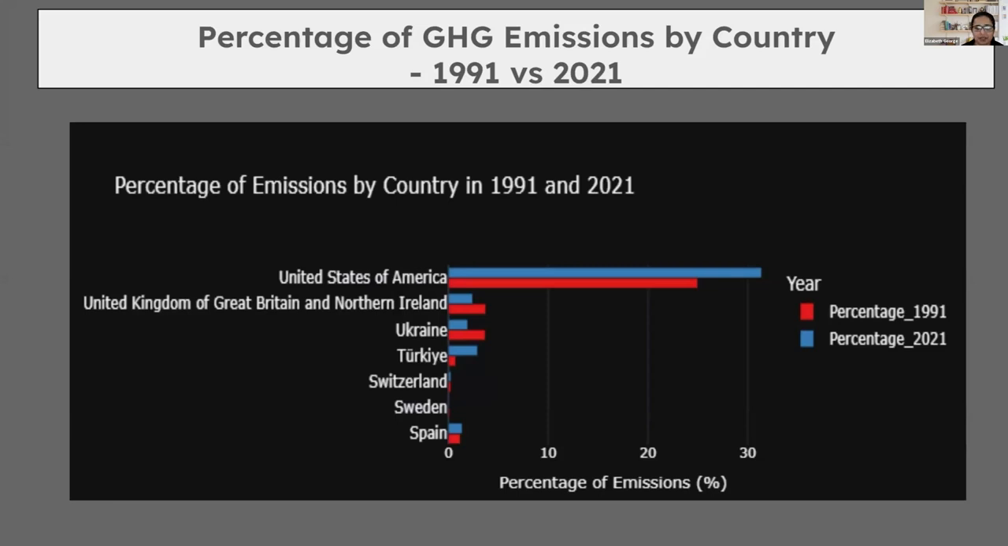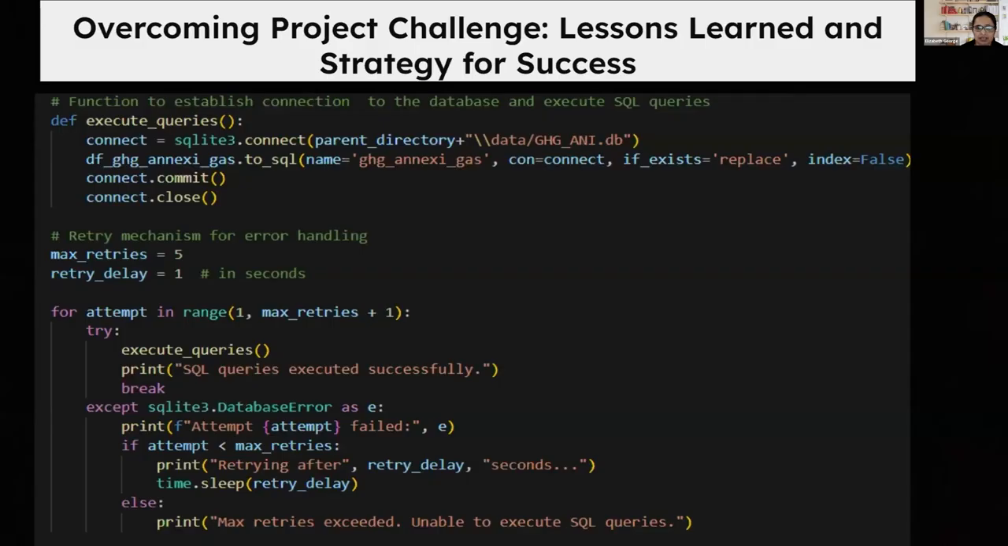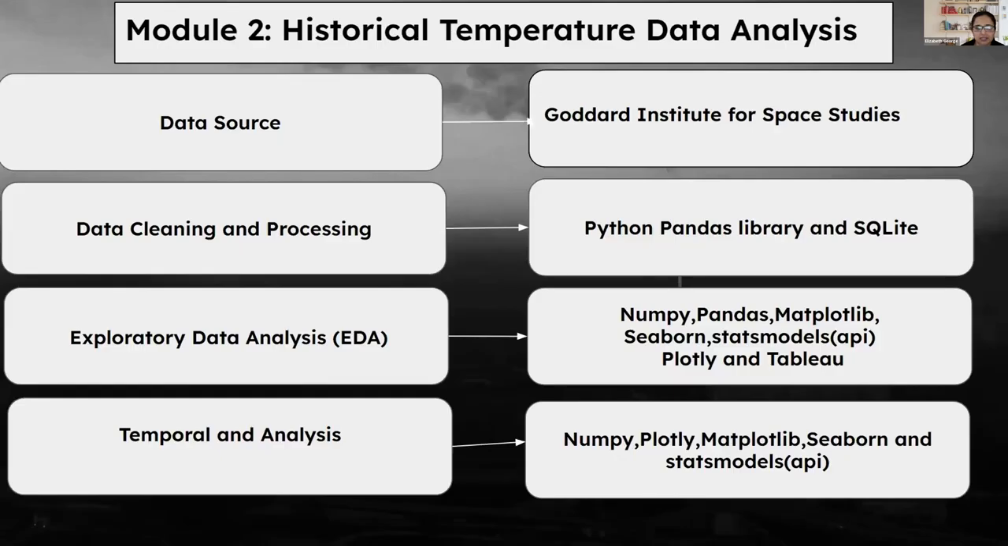I handled a major challenge in the project caused by another process. To resolve this, I used a retry mechanism. I set the maximum number of retries to 5 with a delay of 1 second between retries. And inside a for loop, I had an execute query function which connects to the SQL database and writes the data frame content to a database file. Let's move on to the next module.